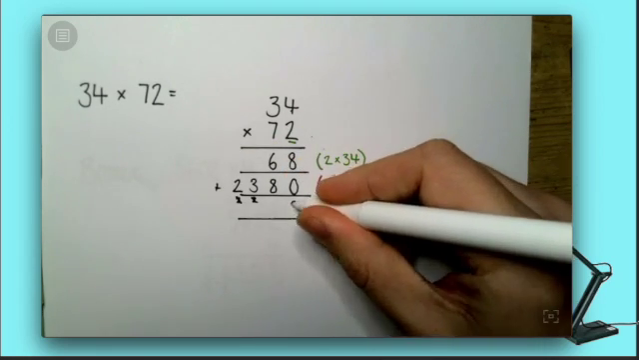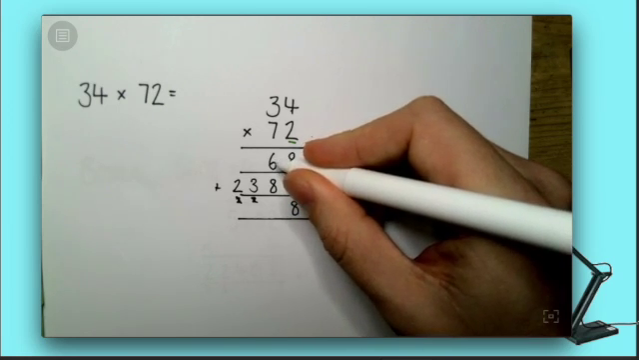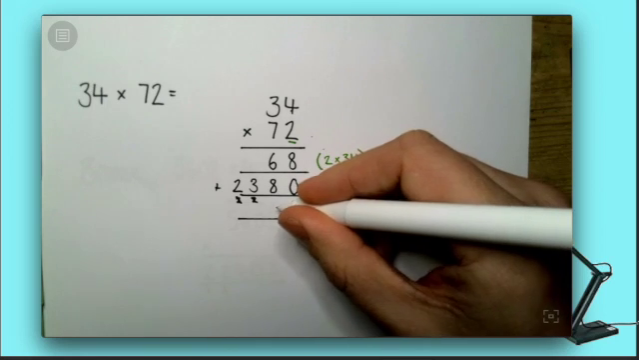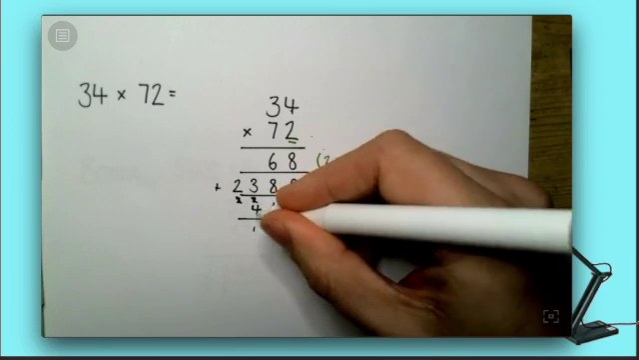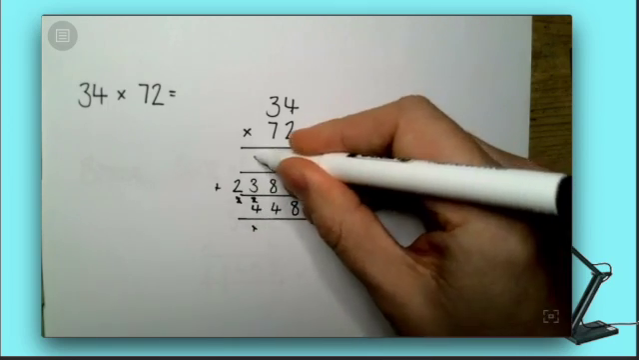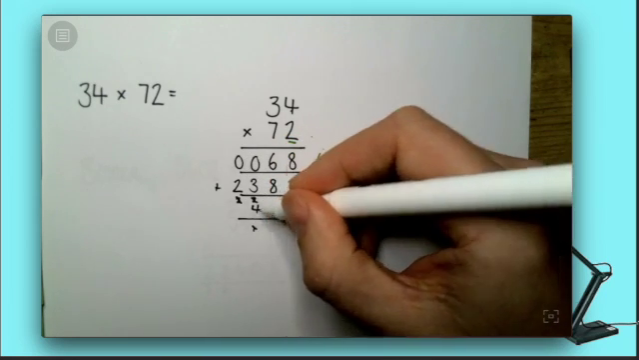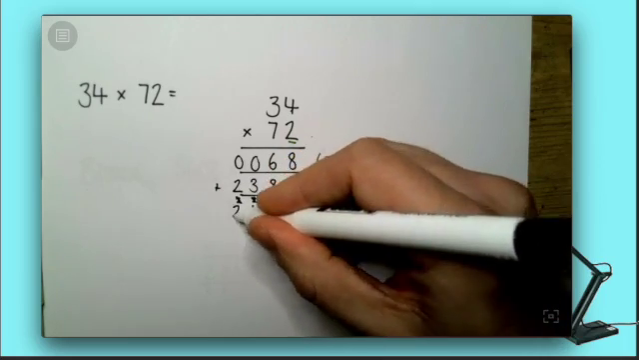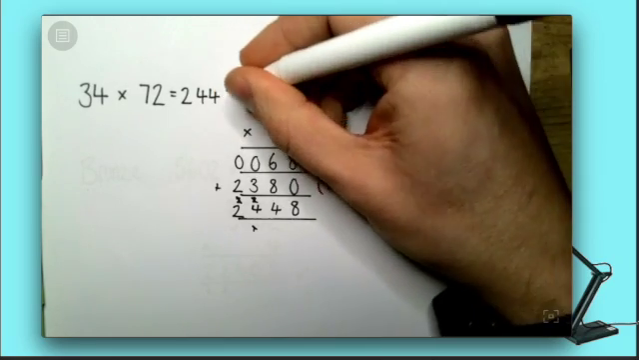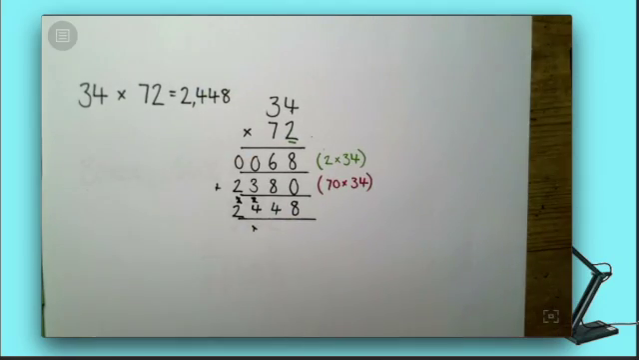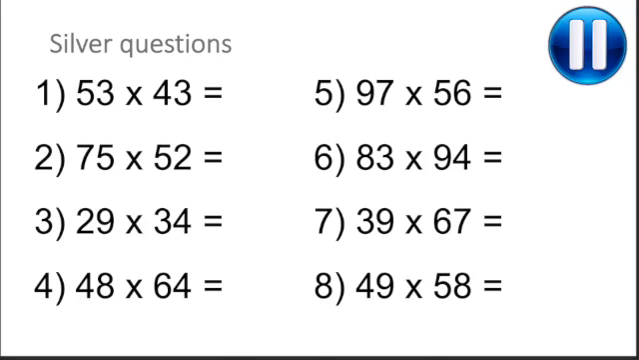8 add 0 is 8. 6 add 8, well I know 6 times 2 is 12. Add another 2 is going to be 14. 3 add 1 is 4. And nothing less. Remember I could put these placeholder zeros in. 3 add 1 is 4. 0 add 2 add nothing is 2. So my answer there is 2,448.